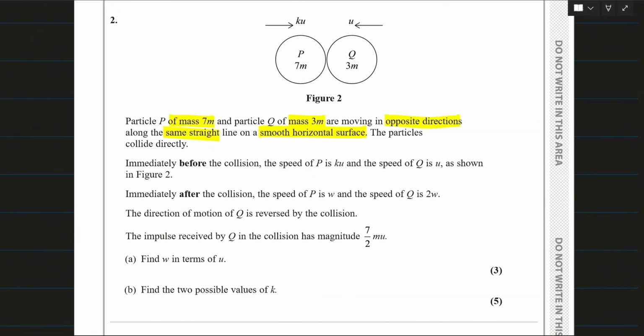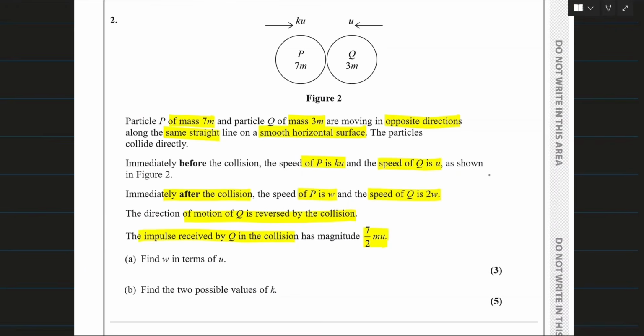Now it is said that the particles collide directly. Immediately before the collision, the speed of P is ku and the speed of Q is u. Immediately after the collision, the speed of P is w and the speed of Q is 2w. It is also said that the direction of motion of Q is reversed by the collision. We do not know anything about the direction of P after the collision. It is given that the impulse received by Q in the collision has a magnitude of 7 by 2 mu.